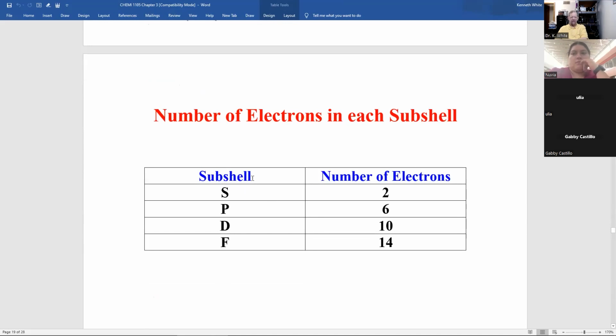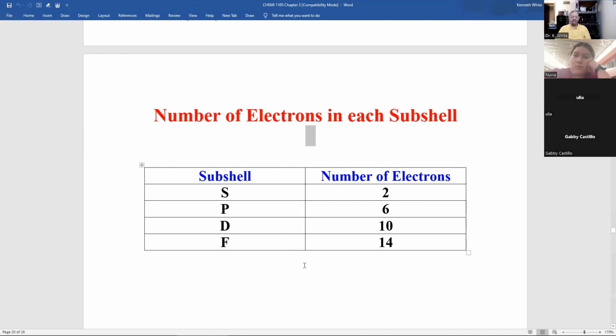Now, here's another important table. These should really be lowercase, but I'm not going to change it now. But the S subshell, the maximum number of electrons you can put in there is 2. Any P subshell, the maximum is 6. Any D subshell, the maximum is 10. And F, 14. Now, again, in the past, you would have to memorize this for my test.